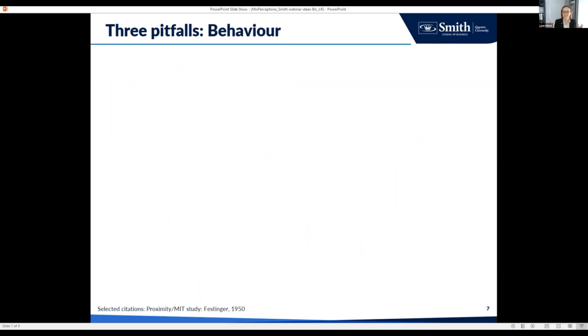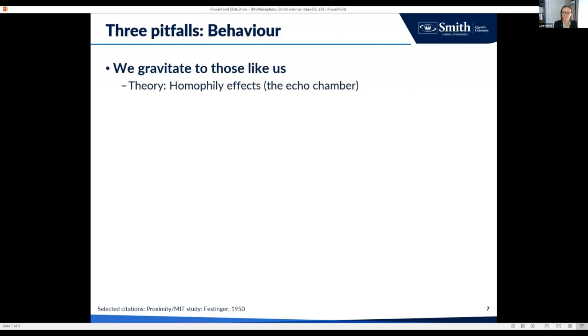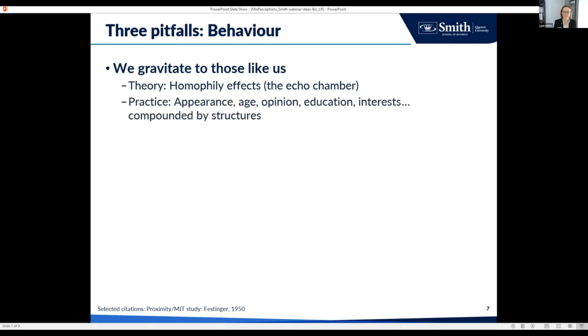And if I haven't depressed you in a sense, let's move to behavior. We quite simply, behaviorally, tend to gravitate to people like us. This is called the homophily effect in the literature. Basically means we gravitate to those like us. You may have heard of things like the echo chamber. There are some studies on Facebook and other platforms like this about how we tend in practice to gather with people who are like us.